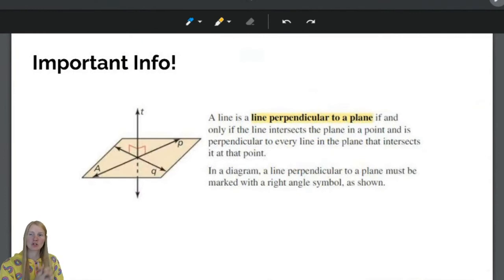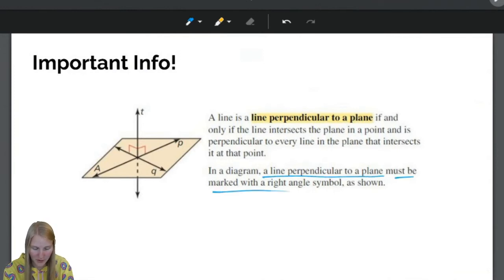More important information before we begin our next couple examples. A line is perpendicular to a plane if and only if the line intersects the plane in a point and is perpendicular to every line in the plane that intersects that point. So basically, in a diagram, a line perpendicular to a plane must be marked with a right angle symbol. So this right angle symbol.